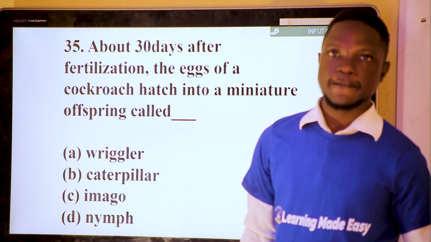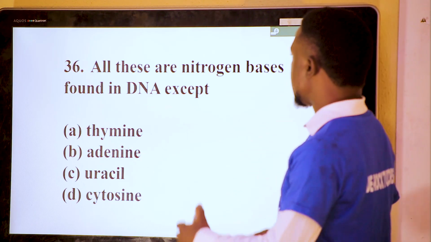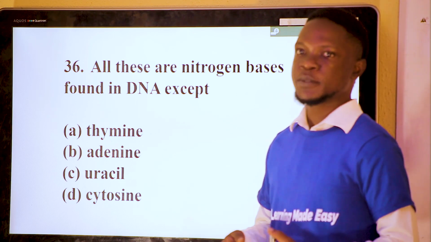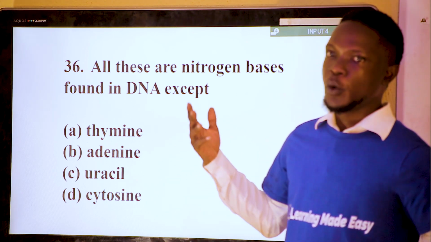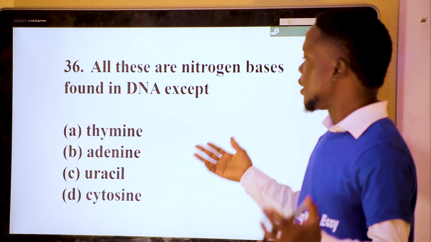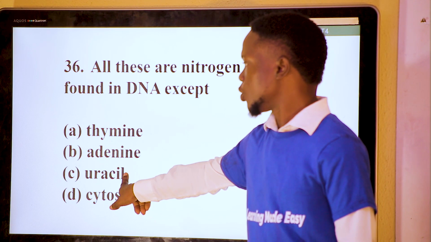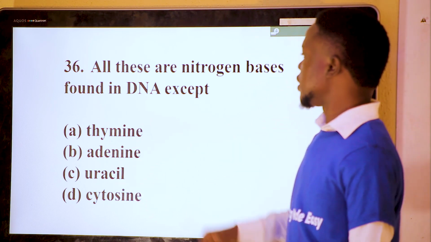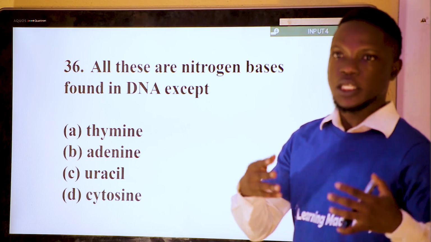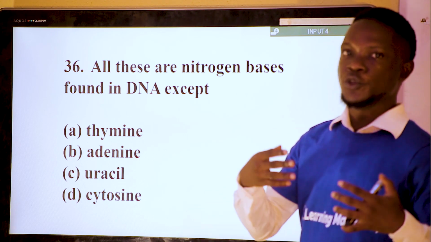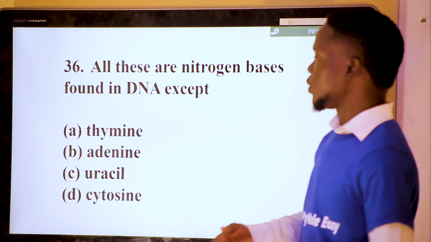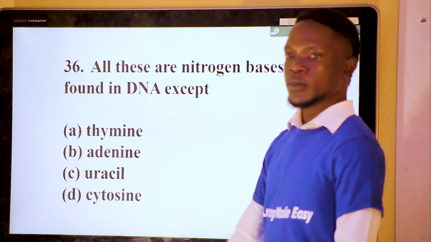Question number 36. All these are nitrogen bases found in DNA except dash. The only one that is found in RNA that is not found in DNA is the uracil, option C. Thymine is found in DNA, adenine is found in DNA, uracil is found in the RNA, that is the ribonucleic acid. Cytosine is found in the DNA. So the answer is option C, uracil.